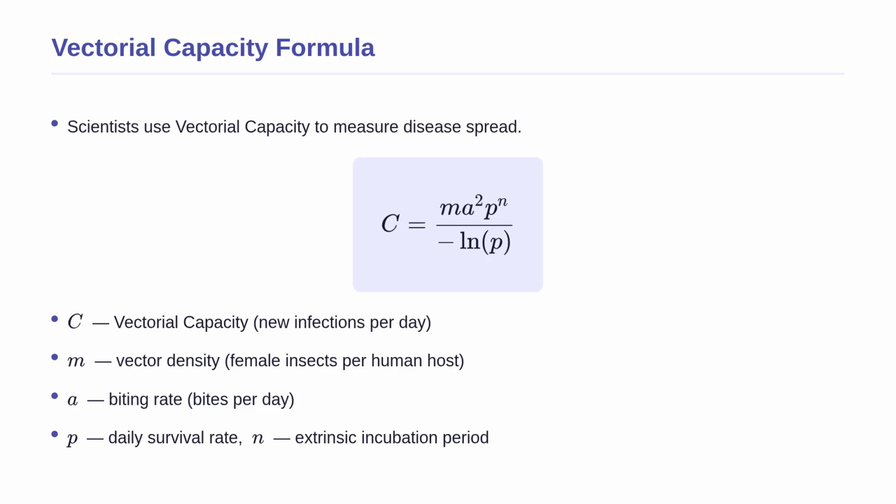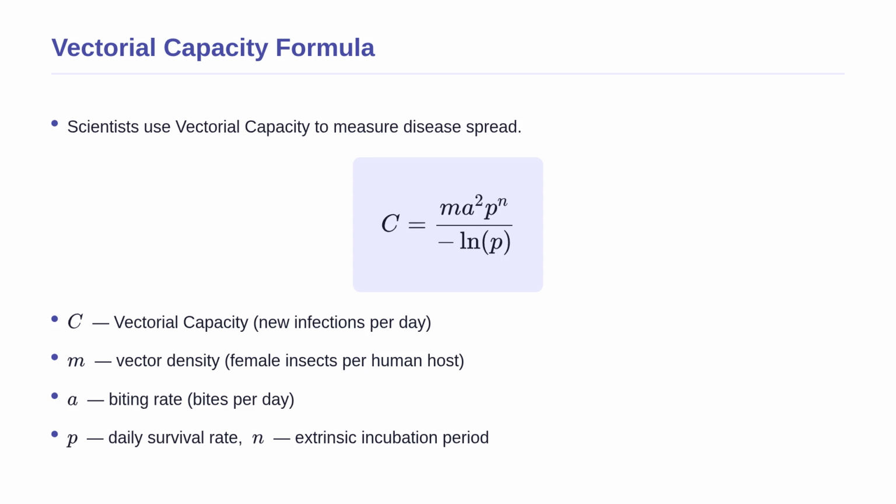This biological knowledge leads us to a powerful mathematical tool. Scientists use a concept called vectorial capacity to measure how effectively a specific insect order can spread a disease based on its biological traits. The formula is C equals M times A squared times P to the power of N, all divided by the negative natural logarithm of P.